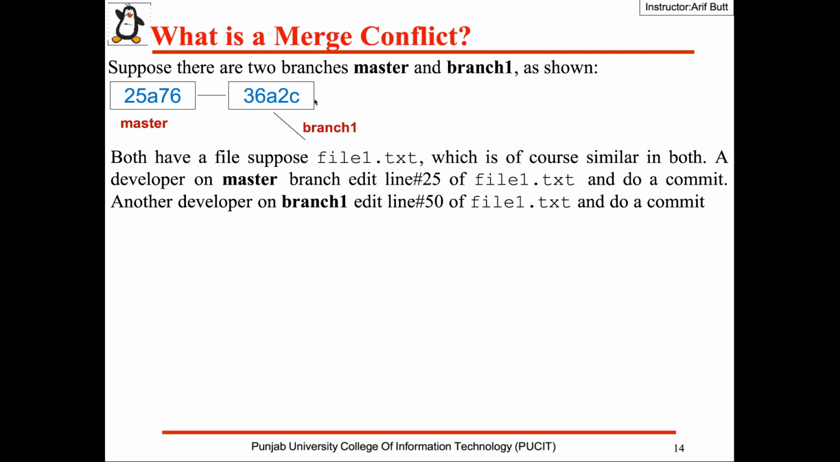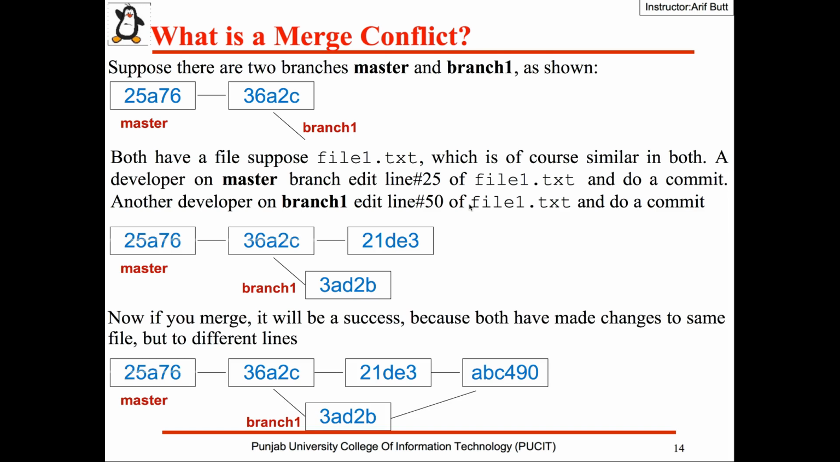There is a developer sitting on the master branch who is making changes to file one, and there is a developer on the branch one who is making changes to the same file. Let's suppose that the developer on master branch changed line 25 of this file, and the developer on branch one changed line 50 of this file and tries to do a commit and a merge. Once you merge, it will be a success because both the developers have made changes to the same file but to different lines of that file. What if both the developers are making change to the same line of the same file? In that case, we will have a merge conflict.